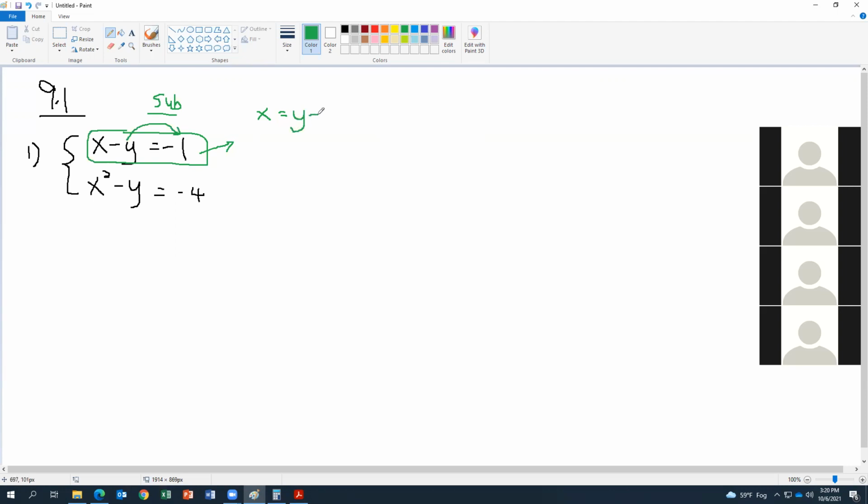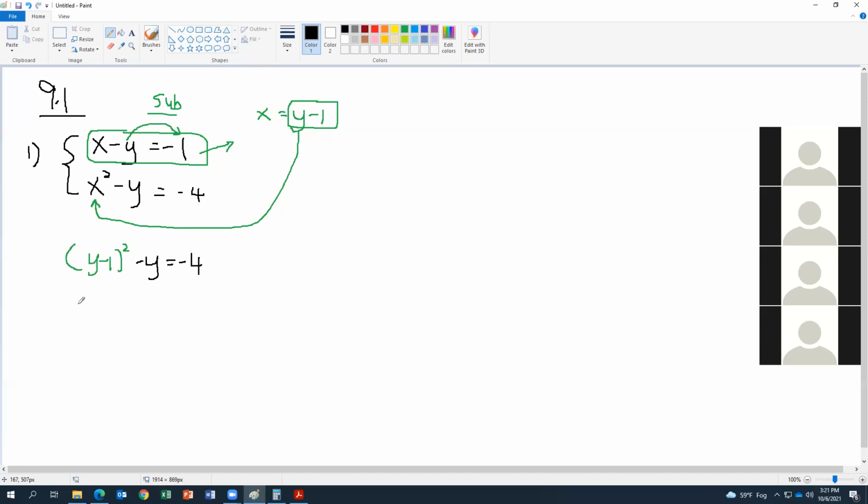You will get y minus 1, or -1 plus y. So what you do is put x equals y minus 1, and then you take this and substitute it back into your second equation. So now my x will be (y minus 1) squared, and I still have the minus y equals -4. This is what we call solving a system of equations.